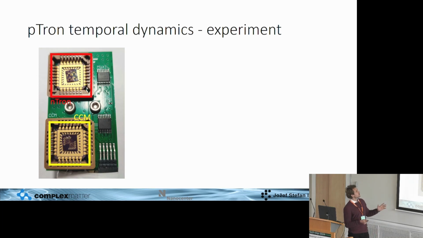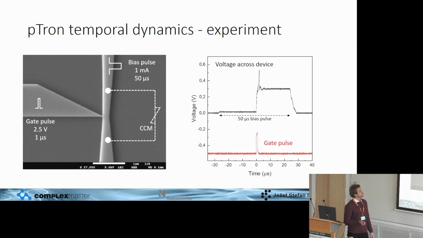First of all, this is how our setup looks at the moment. So we have separate Pitron and CCM devices on separate chips, and we have some control circuit which puts them in parallel, and we can do some other characterization as well. But yeah, for the experiment, we have a very similar scheme. Now this Pitron in the experiment is a bit different configuration, but the proof of principle is still here. So the idea is the same.